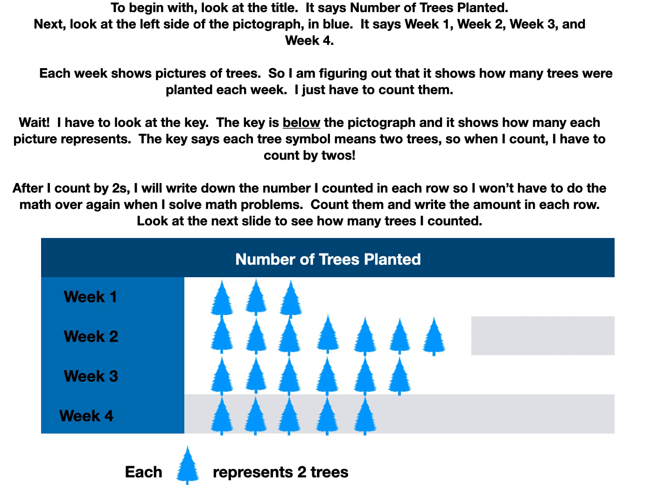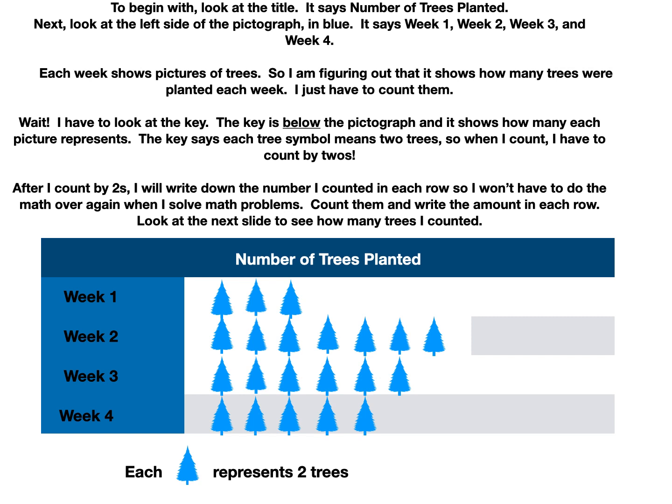To begin with, look at the title. It says number of trees planted. Next, look at the left side of the pictograph in blue. It says week 1, week 2, week 3, and week 4. Each week shows pictures of trees. So I am figuring out it shows how many trees were planted each week. I just have to count them.